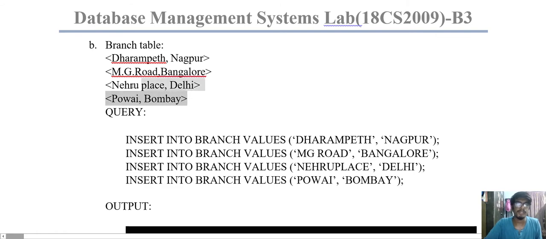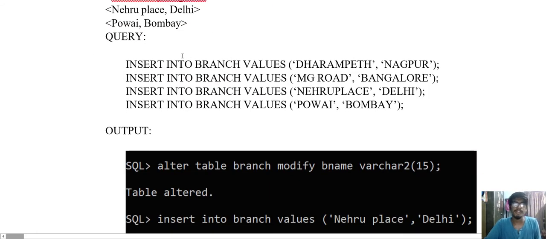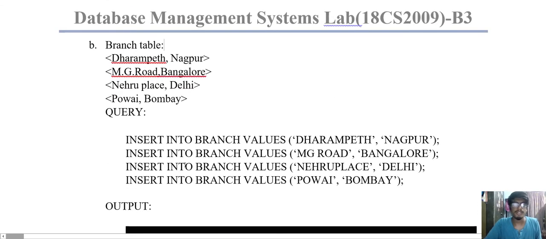I have to repeat the same commands for inserting the data into the branch table. So the command is insert into branch values of Dharampet, Nagpur. Insert into branch values of MG Road, Bangalore. Insert into branch values of Nehru Place, Delhi. Insert into branch values Powai, Bombay.